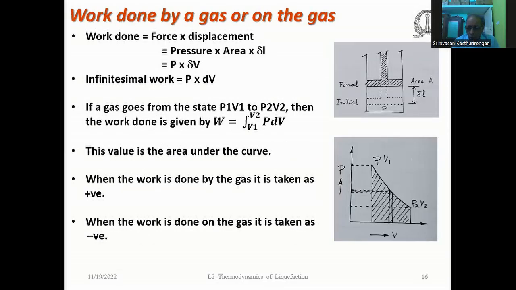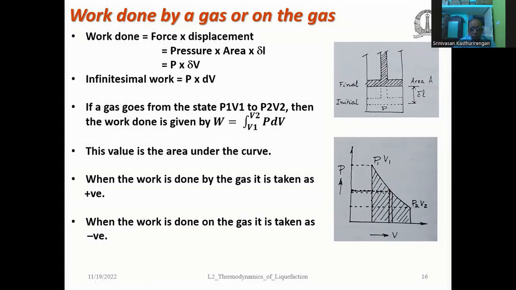Now let's understand the work done by a gas or on the gas. What is the work done? The work done is given by force into displacement. Let's consider the figure on the right-hand side, the topmost figure. You have a piston in an initial state represented by dotted lines. The gas is trapped here. Now the gas is trying to expand. When it expands, it pushes the piston upwards, and the piston goes to a final position as shown here. Let's say the cross-sectional area is A, and it has moved over a distance delta L.